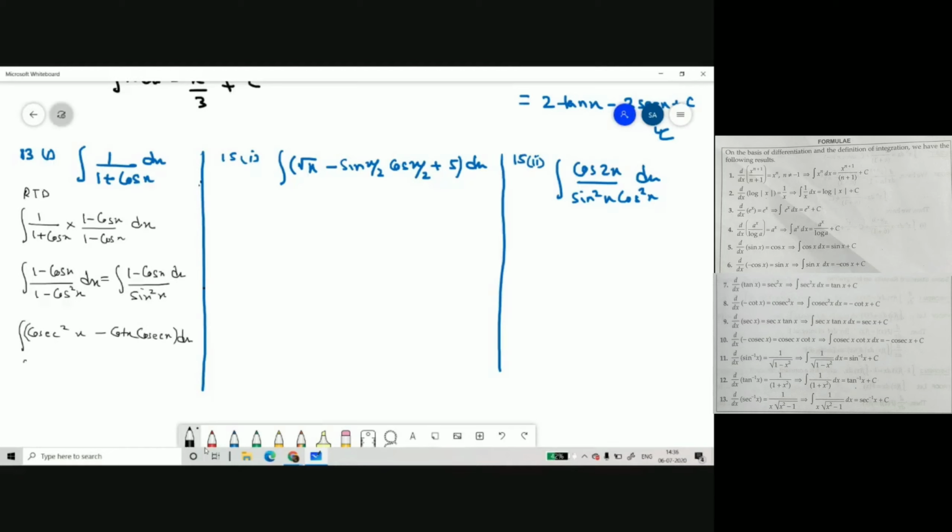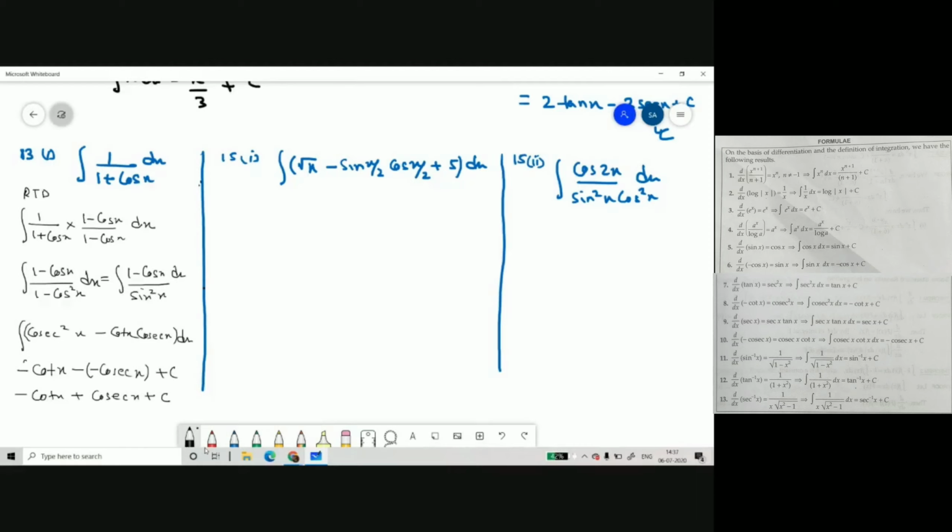Now we know the integration. Integration of cosec square x is minus cot x, minus integration of cot x cosec x is minus cosec x plus c. So it will be minus cot x plus cosec x plus C. That's your answer. Let us look at 15 part 1.